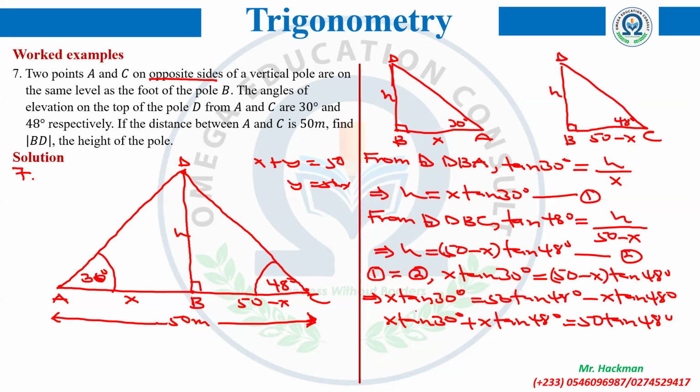Yes. So just like we did in the other one, come and factor out your x. If you factor out x, you are going to get tan 30 degrees, then plus tan 48 degrees, and that should be equal to your 50 tan 48 degrees. All correct? Yes. Okay. My professors, is everyone following? Yes, sir.